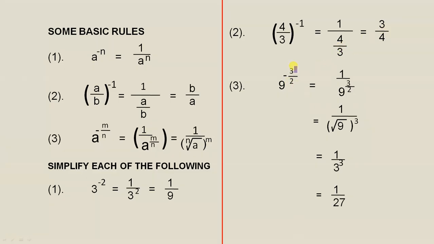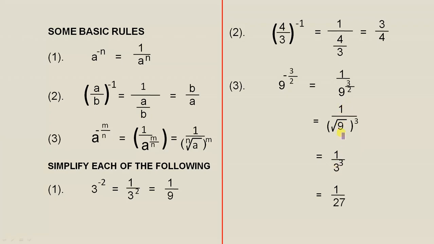9 to the negative 3 over 2. Again, whenever you've got a negative, it's 1 over. So that's 1 over 9 to the 3 over 2. Now, because that's a 2 there, we're looking at the square root of 9. And if you remember in the previous video, we didn't have to put the 2 there. So it's the square root of 9, and it's all cubed. All to the power of 3, because of that 3 there.